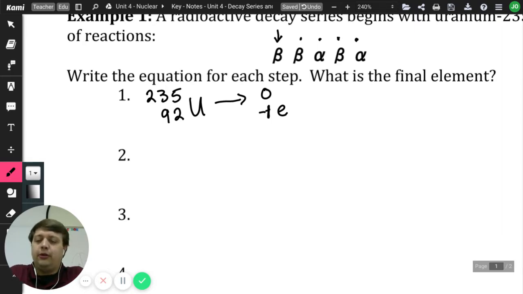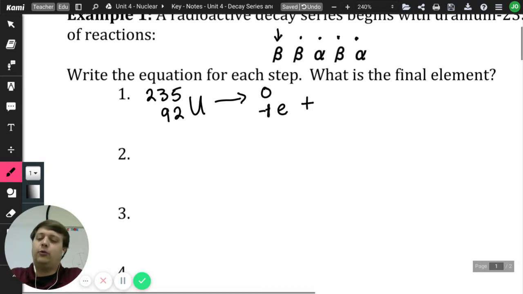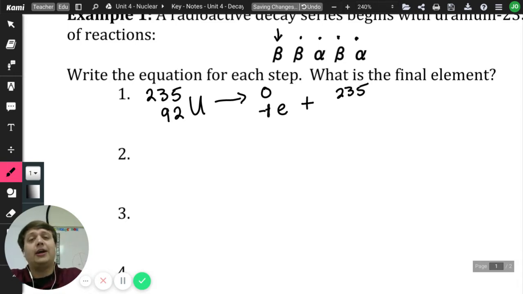All right, so 0, -1, e plus what? I've got a mass of 235 on the left. I've got a mass of 0 on the right, so I need to add 235 on the right. I've got 92 protons on the left. I've got -1 proton on the right, so I'm going to need to add 93 more protons here. So then I look at my periodic table, I find number 93, and I will see that it is Np.